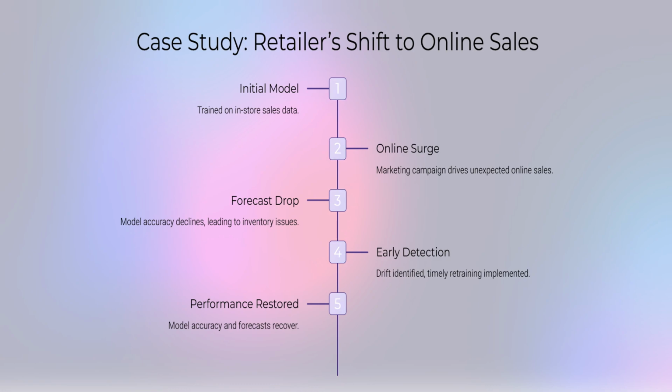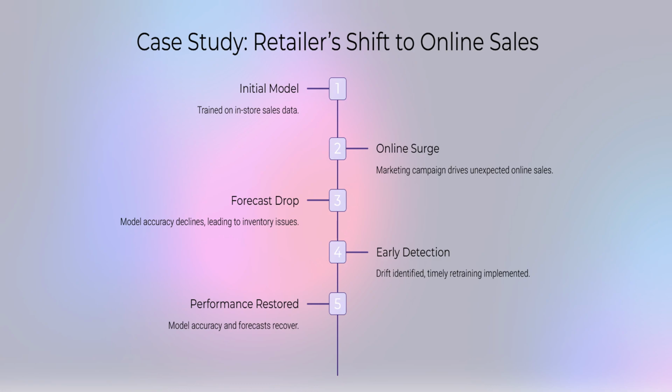Now, a case study: a retailer shifts to online sales. This slide presents a practical case study that synthesizes all the previous concepts into a narrative. It outlines a 5-step story. Initial model: a model is trained on in-store sales data. Online surge: a marketing campaign causes an unexpected surge in online sales, changing the input data, which is data drift.